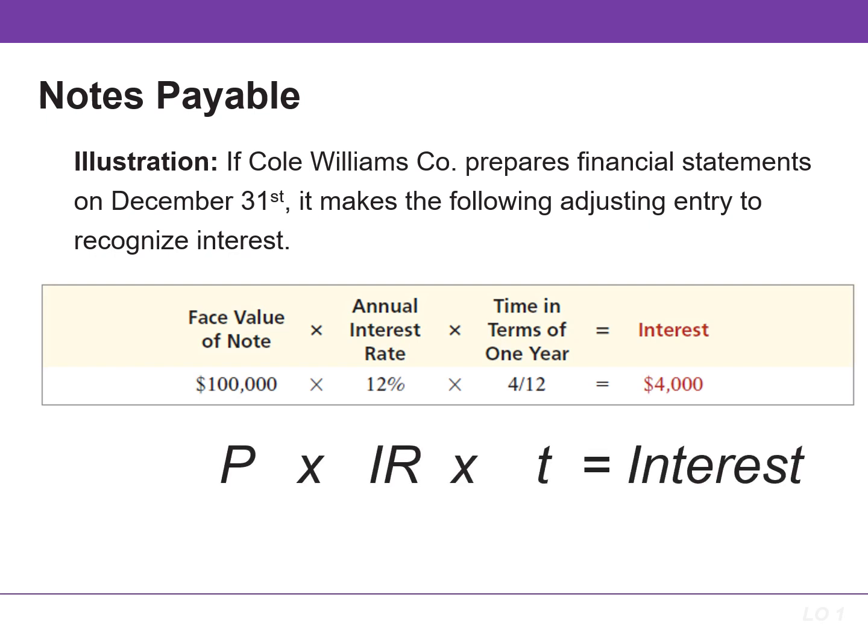I like to think of this calculation as P times IR times T, where P represents principal or face value. We can use those terms interchangeably. IR represents interest rate, and just remember that's an annual amount, so we do need to multiply that by time if the note is outstanding for something less than 1 year.